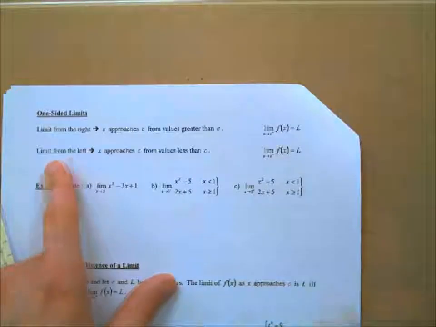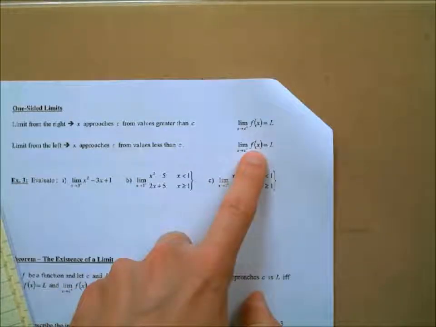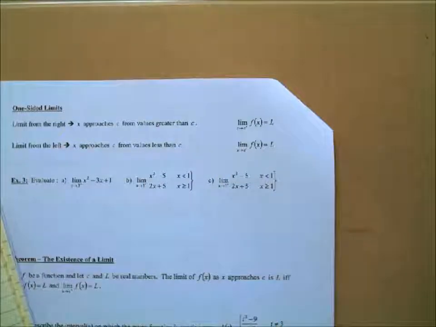Then the limit from the left, as x approaches c, is from values that are less than c. Again, you'll see a little negative in the exponent. Please be careful with that, because some students see the negative sign out front and get it mixed up when approaching from the left. The negative is in the exponent, the positive is in the exponent. So just be careful with that when you're evaluating.